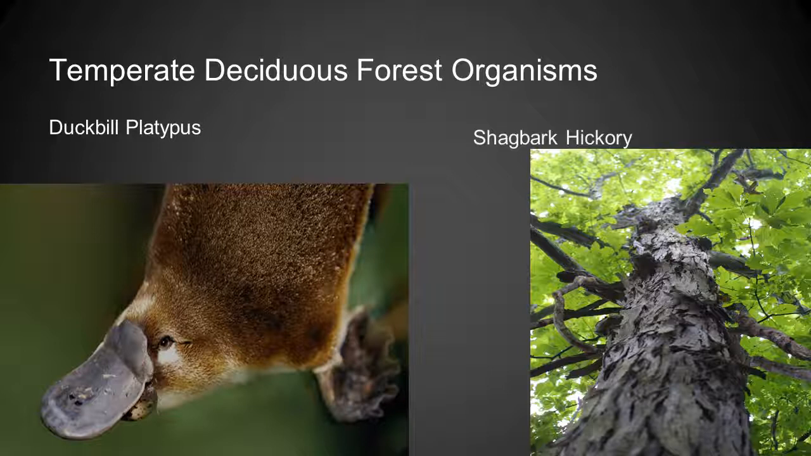The shagbark hickory is a tree found in temperate deciduous forests. They can grow to be 100 feet tall, and they grow very well in both wet and dry areas.